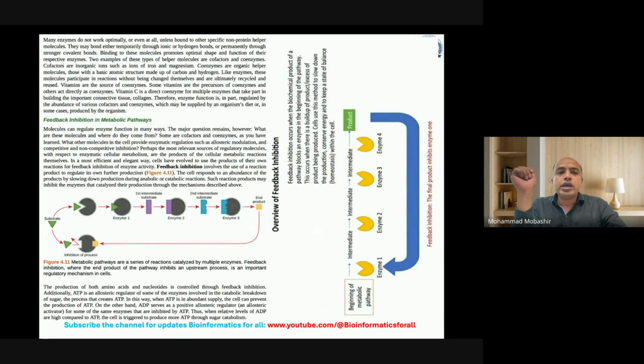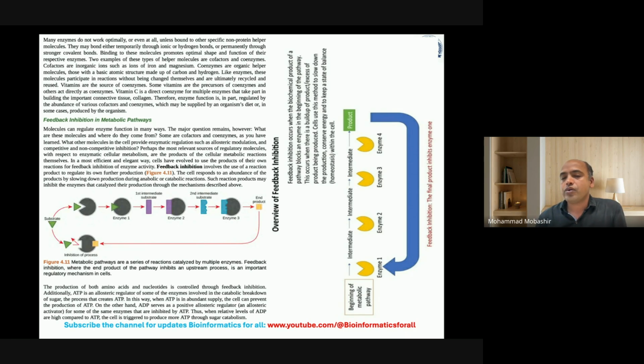discussing it now. It comes to feedback inhibition of metabolic pathways. So feedback, from the name itself, means that you have a certain kind of loop which is giving feedback, and inhibition means you are trying to block it. And this is what you can see from this figure, one of the finest examples of feedback inhibition. If you want a definition, you can say it involves the use of a reaction product to regulate its own further production. So this is how you need to control it.